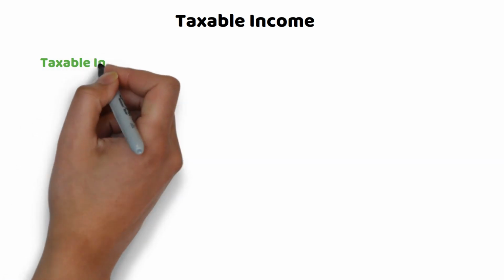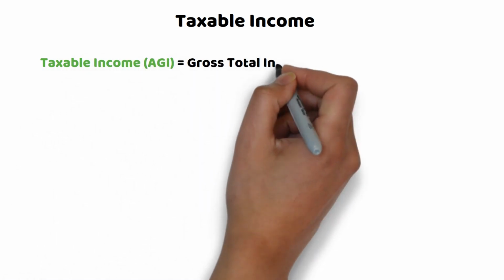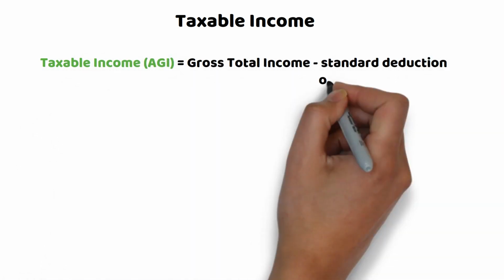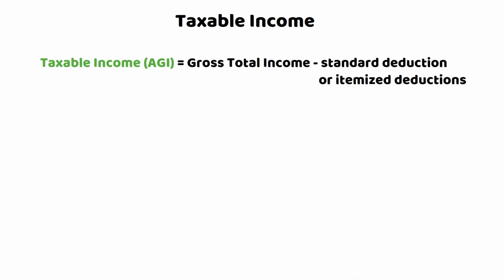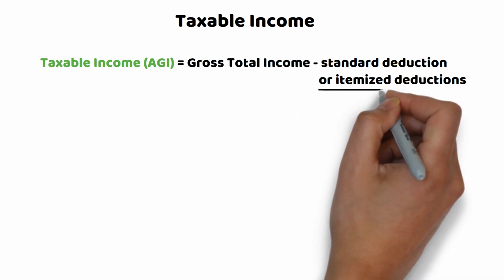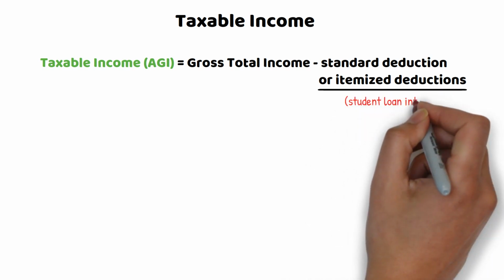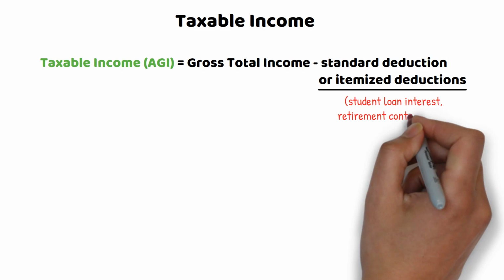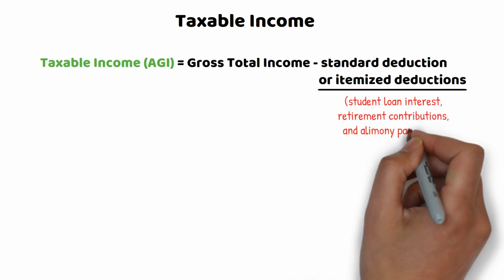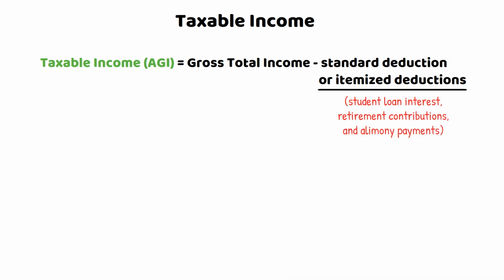Taxable income. Taxable income is a critical concept in understanding one's tax obligations. It is generally defined as adjusted gross income, or AGI, reduced by either the standard deduction or itemized deductions, whichever is greater. AGI itself is calculated by subtracting certain deductions from gross income. These deductions include expenses like student loan interest, retirement contributions, and alimony payments.